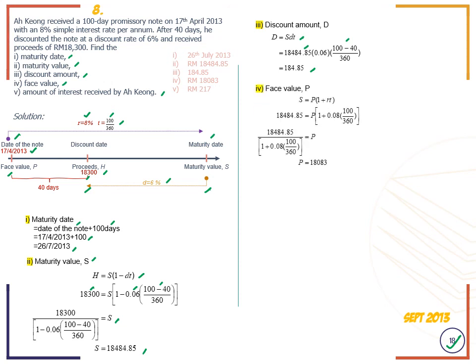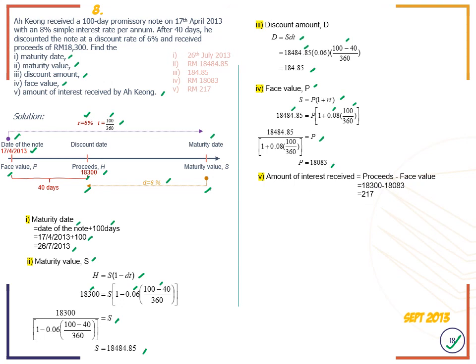Next, find the amount of face value, which is denoted as P. To find the face value, apply this formula, S equal to P(1 plus RT), and then replace S with 18,484 ringgit 85 cent, R with 0.08, and T with 100 over 360. So for P, the face value is equal to 18,083 ringgit.